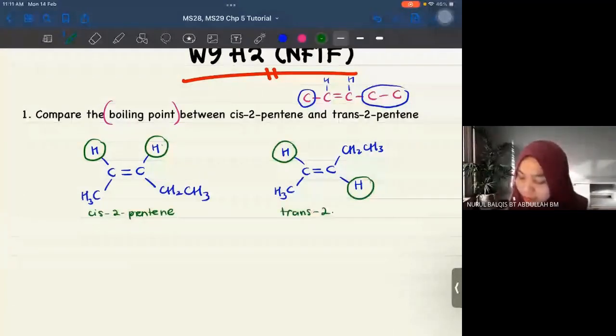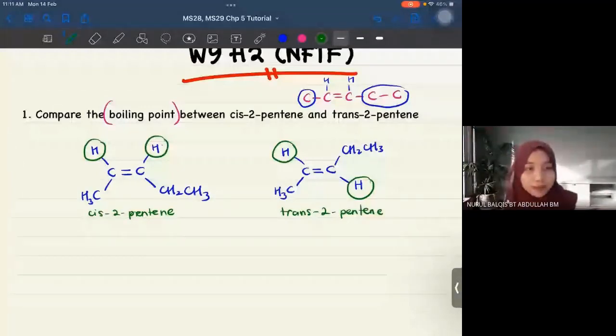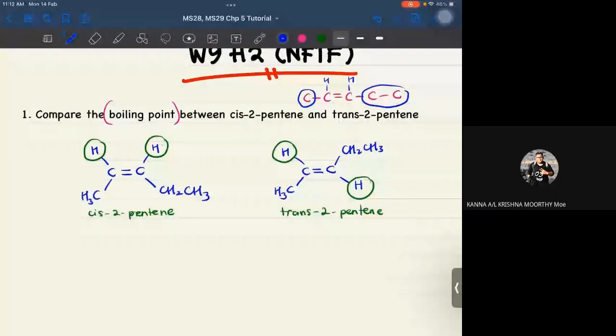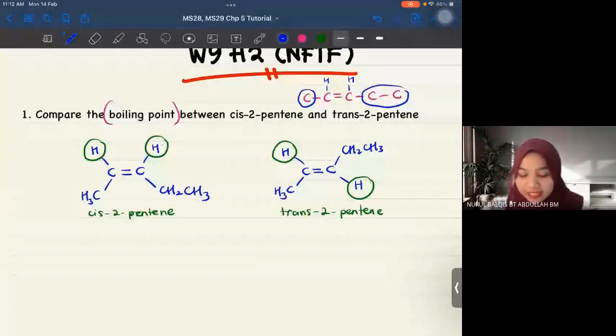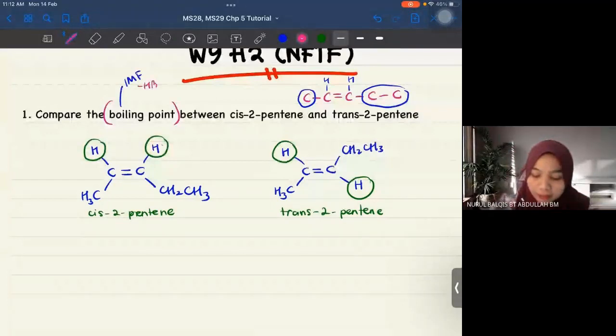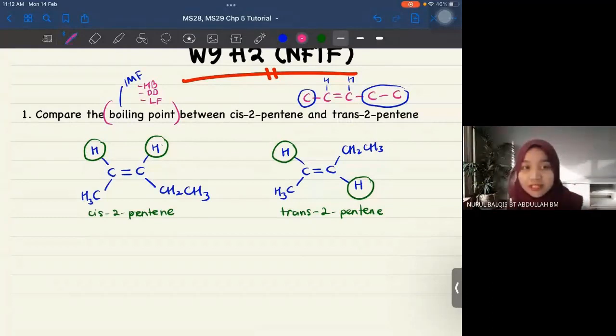Now how are we going to determine whether cis or trans has a higher boiling point? When we mention boiling point, what are we going to look at? The polarity. Check the polarity. The polarity is good, but then we want to look at the intermolecular forces. What kind of intermolecular forces are present? In other words, we need to know the polarity of a molecule. Let's list them out again. We learned about hydrogen bond, dipole-dipole, and London forces. Each of them has different criteria to be met.